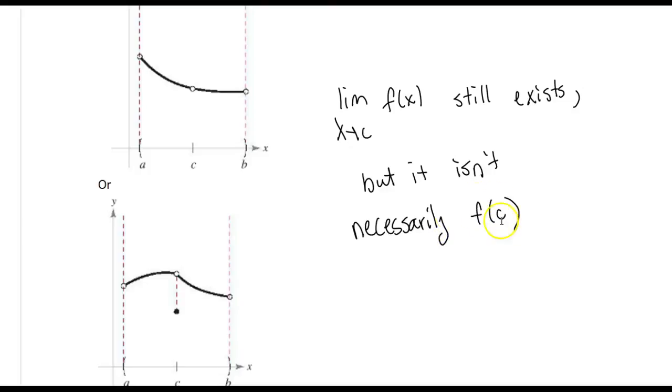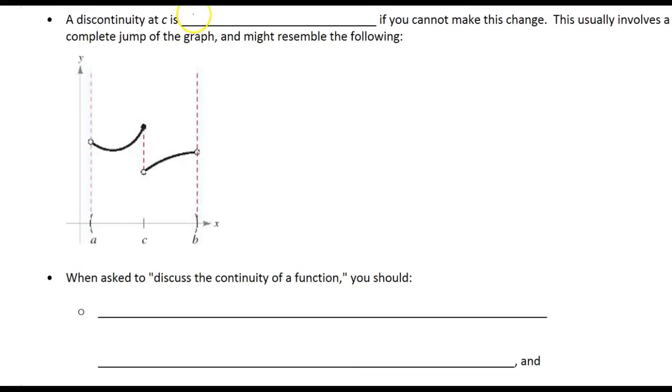So that's one of the things that distinguishes a removable discontinuity. Now, a discontinuity at c is considered non-removable if you cannot make this change. This usually involves a complete jump of the graph, so it might look something like this. Notice here that it would take much more than just one point changing in order to close that gap, that break in the line.